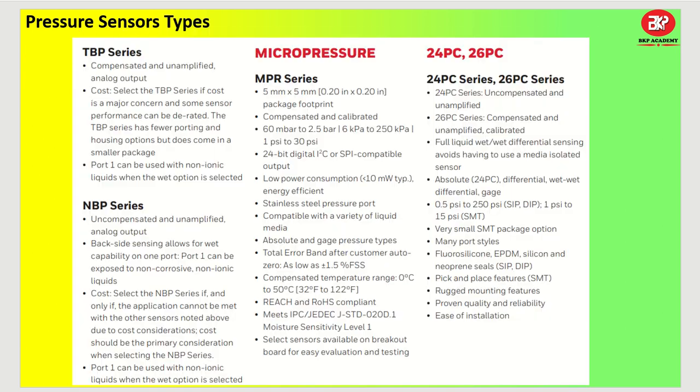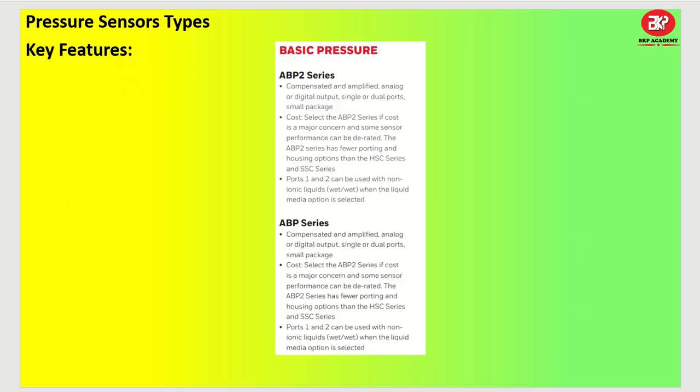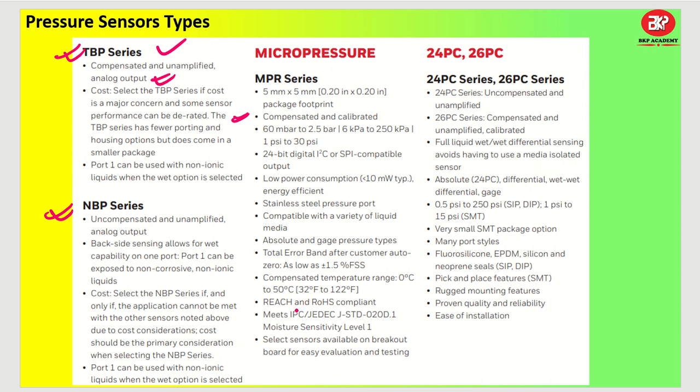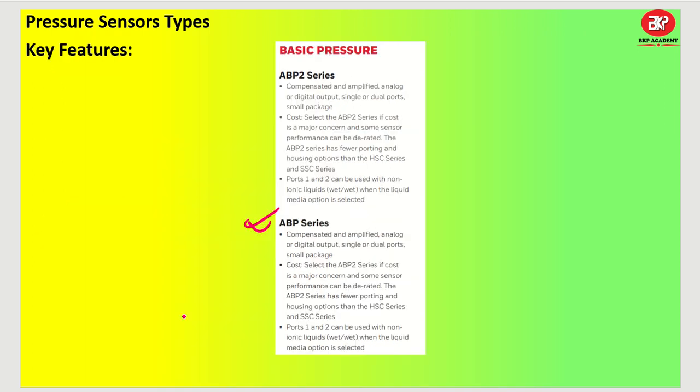Let us talk about some key features of our TBP series. If you see the TBP series, they are compensated and unamplified, with analog output. Cost is a major concern, so some other performance can be derated. Okay. So it is also a cost effective solution. The NBP series is almost the same, close to TBP. Now, we will talk about the ABP series.